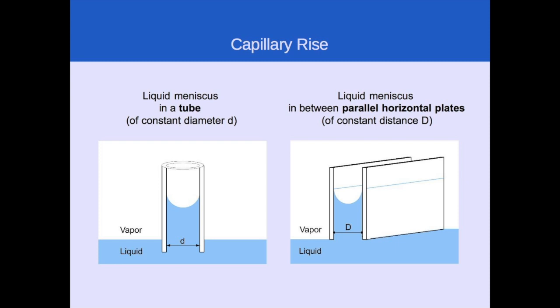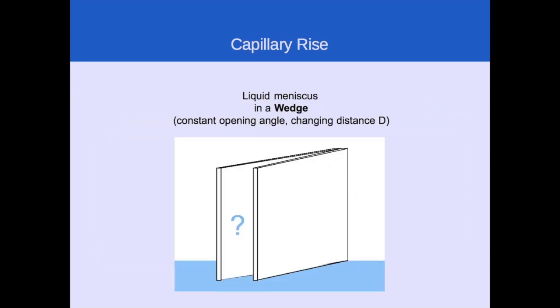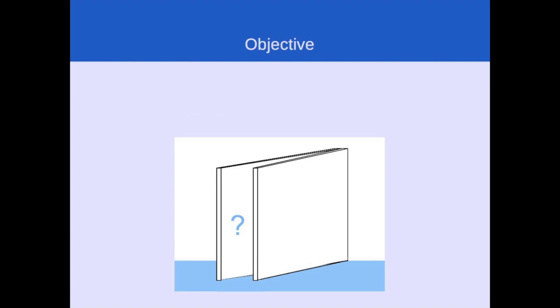Now the capillary rise depends, first, on the liquid, and second, on the solid that we're using and its geometry. So far we talked about the capillary rise in a tube or in between parallel horizontal plates. Note that for both geometries we have either a constant diameter of the tube or a constant distance of the plates. But how does the meniscus look when we actually change this distance in between those two plates, so if we have an angle in between them? Exactly this will be the purpose of this project.